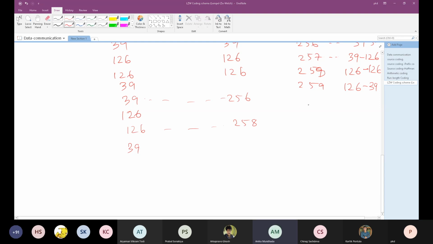Excuse me, sir. Why isn't this second last 126 coded with 257? No, it is not, because the upper two are already coded, so it will not pair with that. 256 is already coded. Now we have 257, 258 actually. We have made 258, so that means 126, 126 together we have coded 258. 39, 39 we have coded 256.